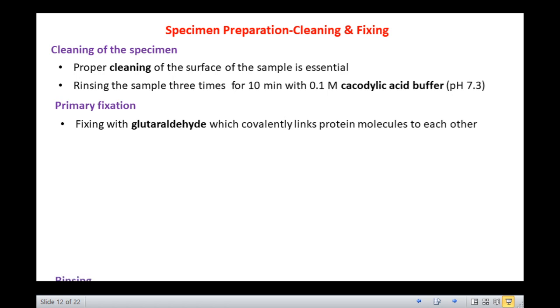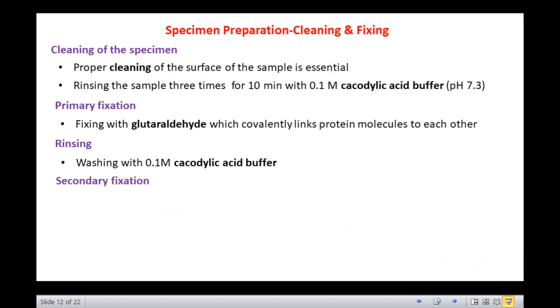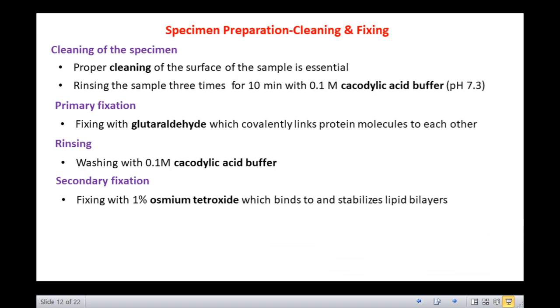The next step is rinsing. After the fixation step, samples must be rinsed to remove excess glutaraldehyde. This is brought about by washing again with 0.1 molar cacodylic acid buffer. The next is secondary fixation. It is done with 1% osmium tetroxide, which binds to and stabilizes the lipid bilayers.